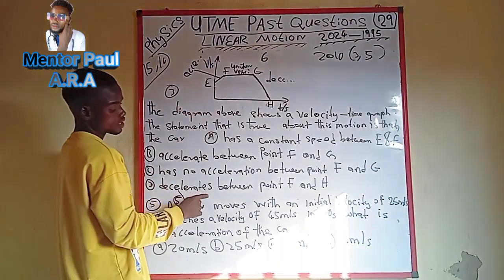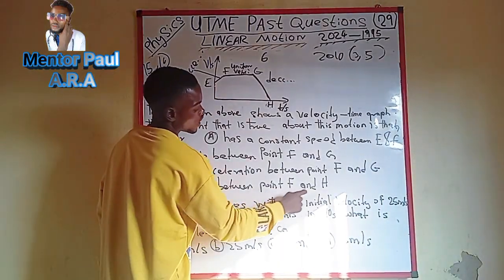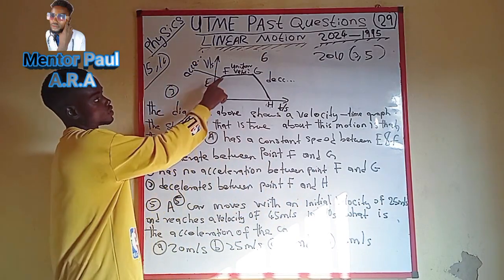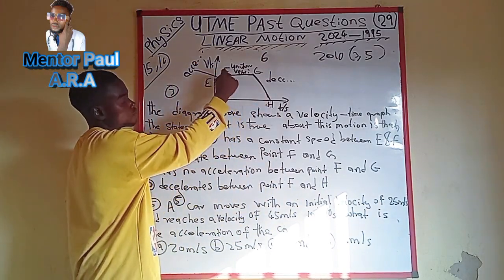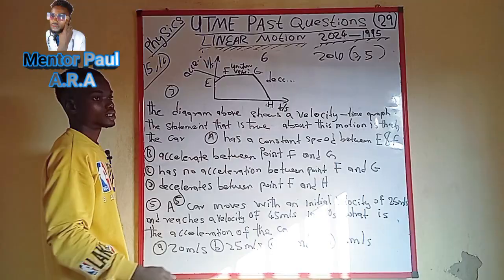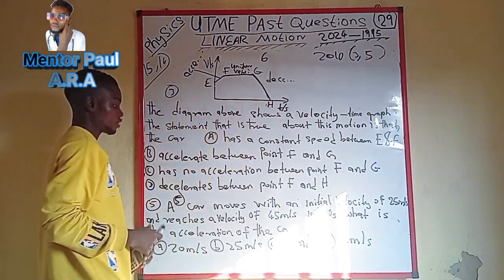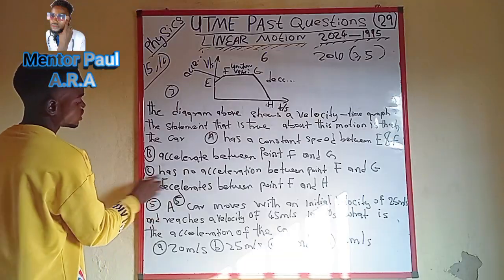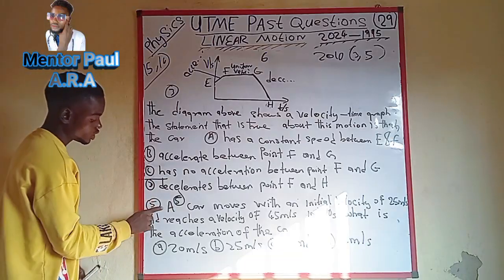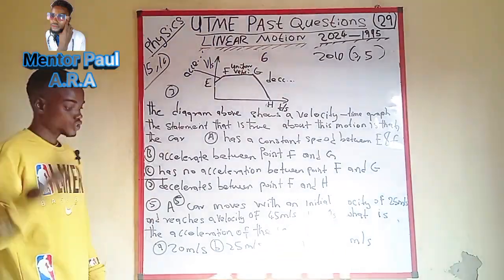It says decelerate between point F and H. Decelerate between point what? F and H. You cannot go from this point to this point. It's not deceleration, but it decelerates from what? G and then H. So our correct answer here is option C.